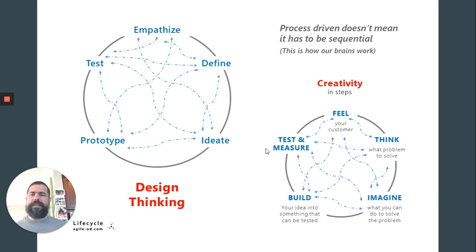Another way to look at it is one of these sort of maps. And the thing to notice here is that the arrows are two-way, right? So you can test, then go back to prototyping, then back to testing. And that's always how it works.